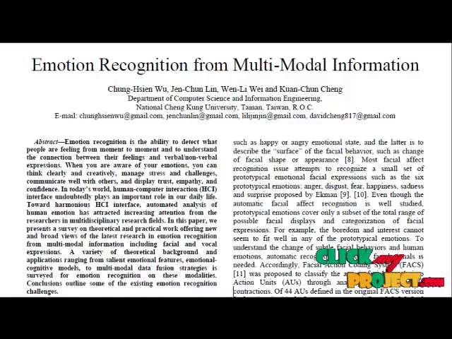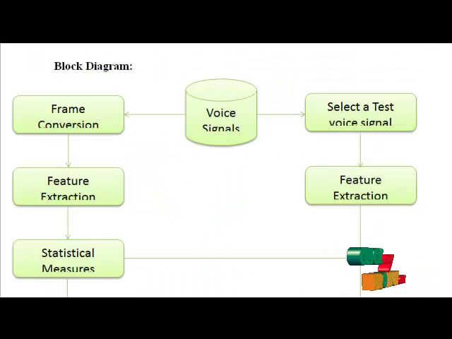Let's have the discussion on the data flow diagram. Regarding the data flow diagram, the voice signals are converted to frames. For example, here 40 frames have been converted. Frames are nothing but segments of a signal that is subjected to feature extraction such as pitch, MFCC, energy, and somewhat. And those features are subjected to statistical measures.